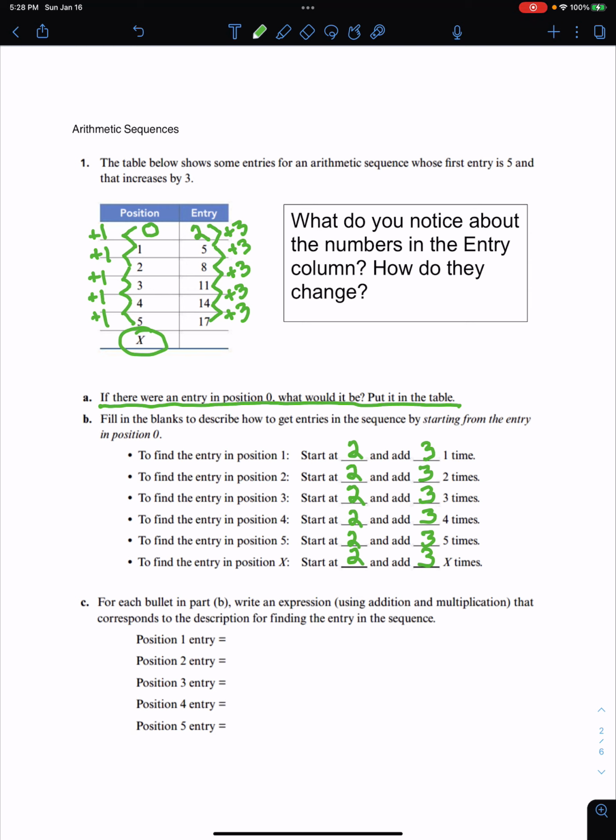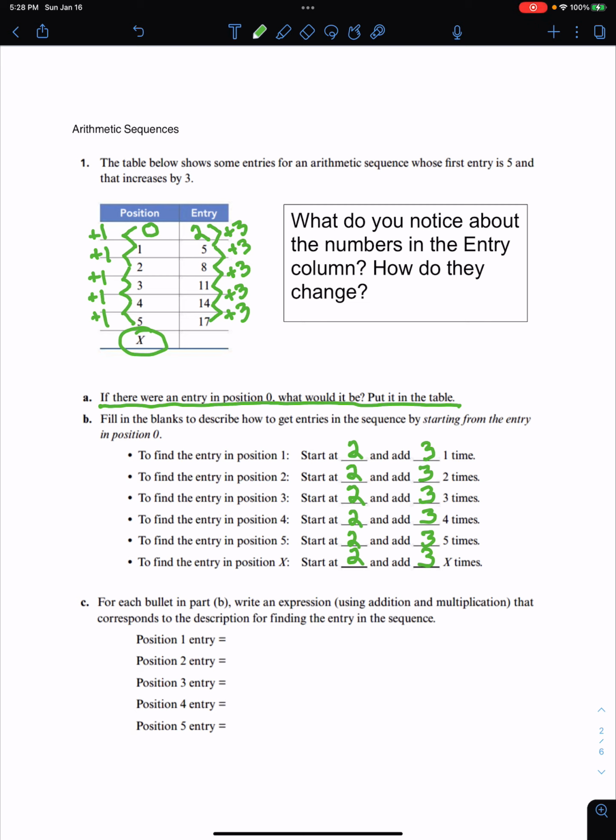For every bullet point in part B, write an expression using addition and multiplication that corresponds to the description for finding the entry in the sequence. Again, I want you to pause your video and try it. Try to write an expression using addition and multiplication. Remember, addition is add and multiplication is times, if that helps you. So pause for a minute and come back. All right, so hopefully you paused and tried it.